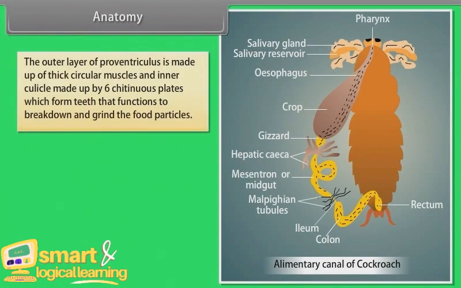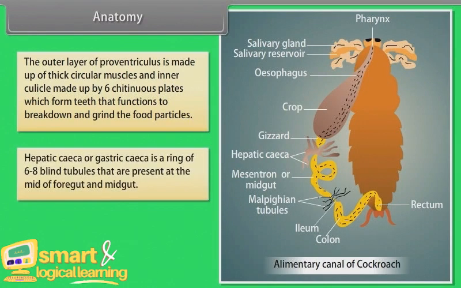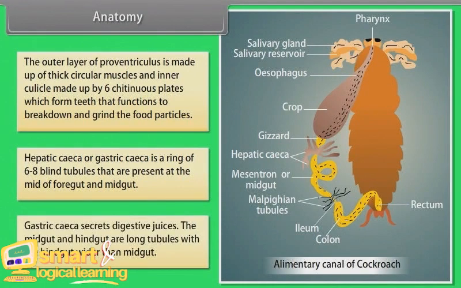The outer layer of the proventriculus is made up of thick circular muscles and the inner cuticle is made up of 6 chitinous plates, which form teeth that function to break down and grind the food particles. Hepatic caeca or gastric caeca is a ring of 6 to 8 blind tubules present at the junction of foregut and midgut. Gastric caeca secrete digestive juices.